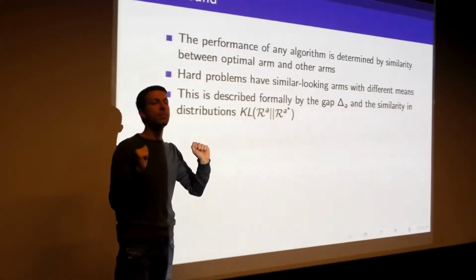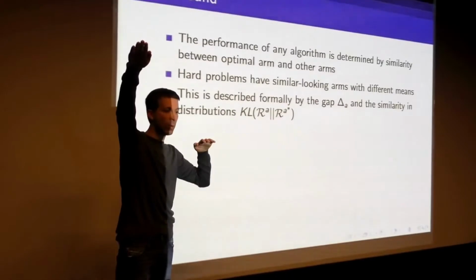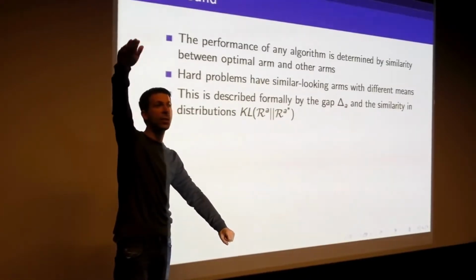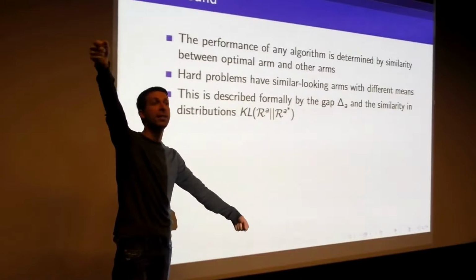So what's an easy problem? An easy problem is one where you've got one arm that's obviously good and one arm that's obviously bad. You try this once and it gives you a good answer. You try this once, it gives you a bad answer. You're done. It's easy. Okay?